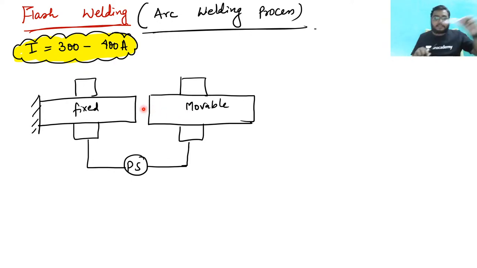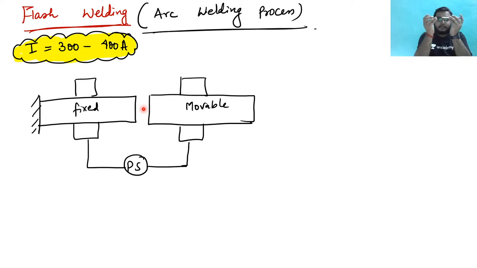Suppose this is my fixed plate. This is my movable plate. I am bringing my movable plate like this. This is a fixed plate, it is fixed. Clear? And this is the movable plate. So I am bringing the movable plate like this and like this. So see, when I connect the movable plate with the fixed plate, what will happen? It will be a short circuit. So now my circuit will be short circuited.